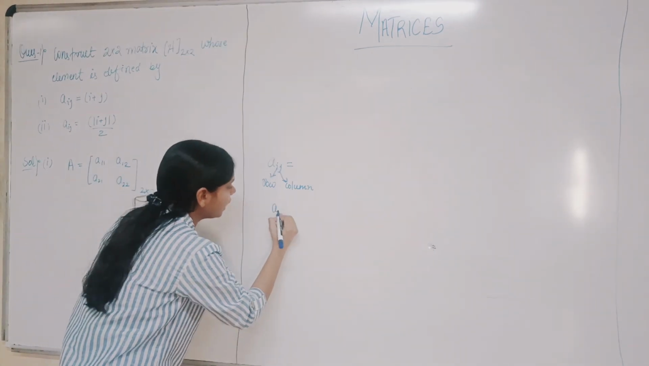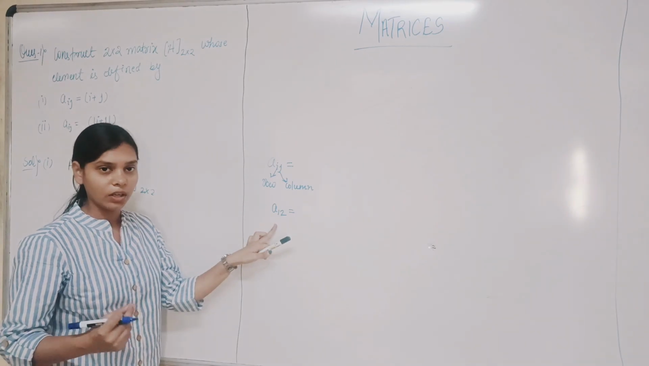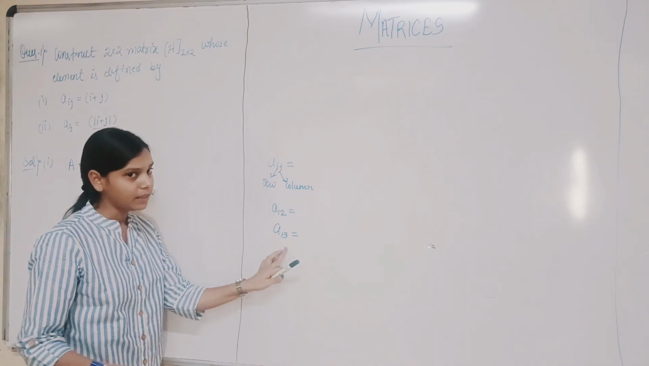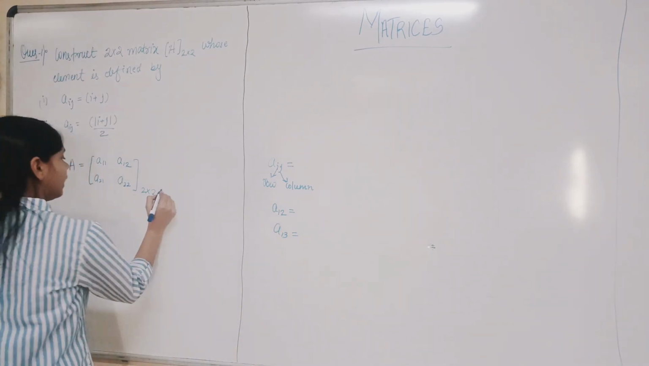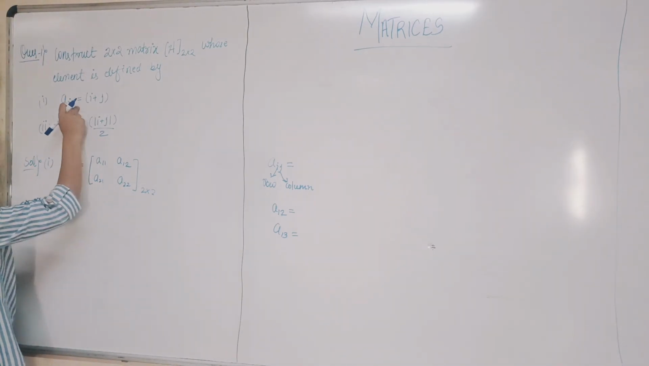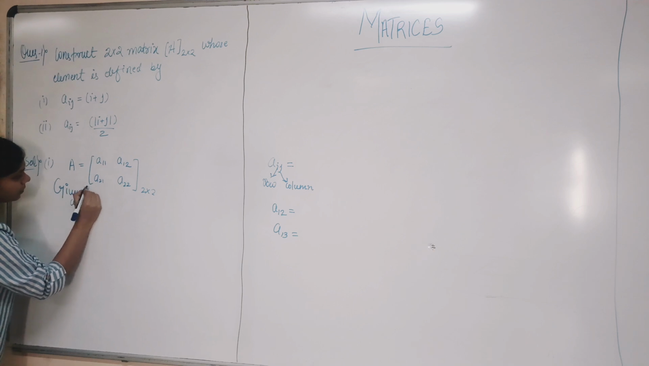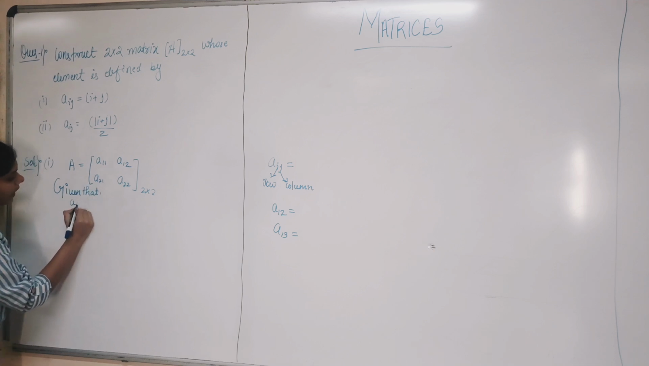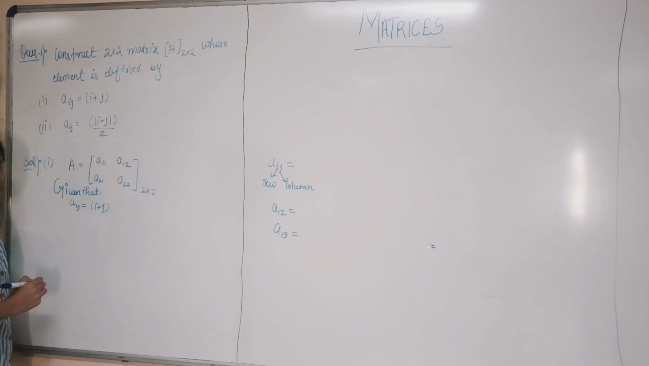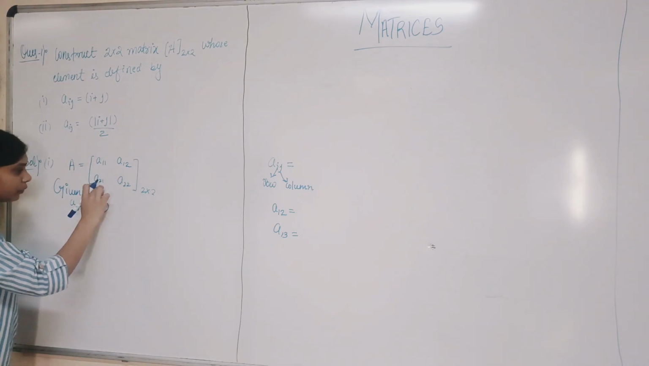Okay, and A12 means this is the element of the first row and second column. Similarly, A13 will be the element of the first row and third column, right? So A22. Our purpose is to find A11, A12, A21 and A22. We are given that Aij is equal to i plus j.